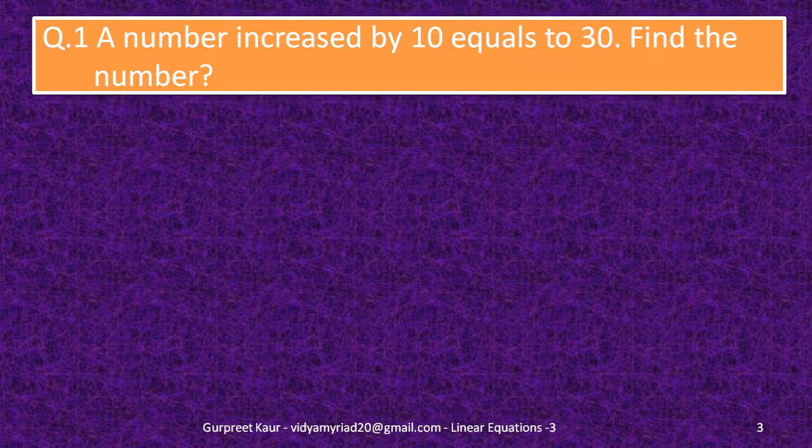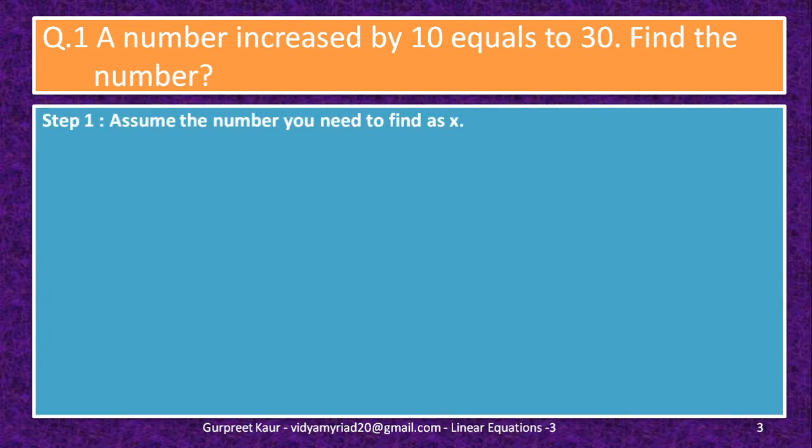Question number 1. First of all, read it very carefully. A number increased by 10 equals 30. Find the number. Now, I don't know what that number is, so what I will do is I will assume it. Let that number be x. So, I have given one variable x to that number.